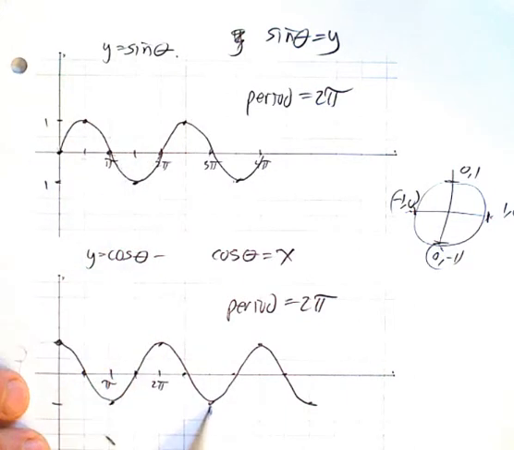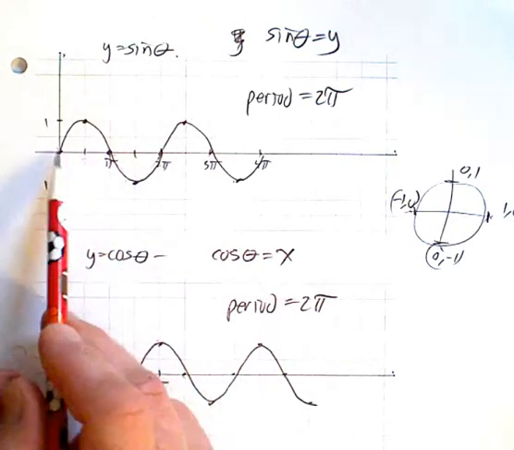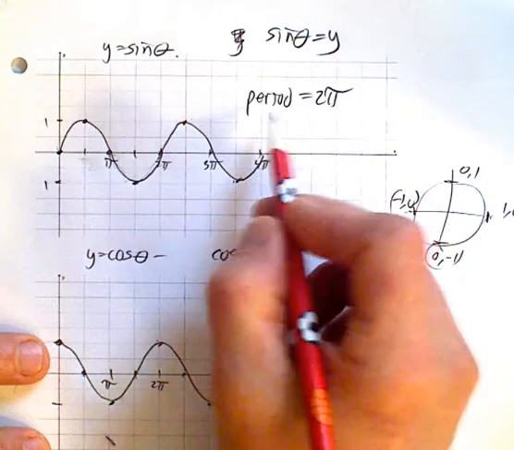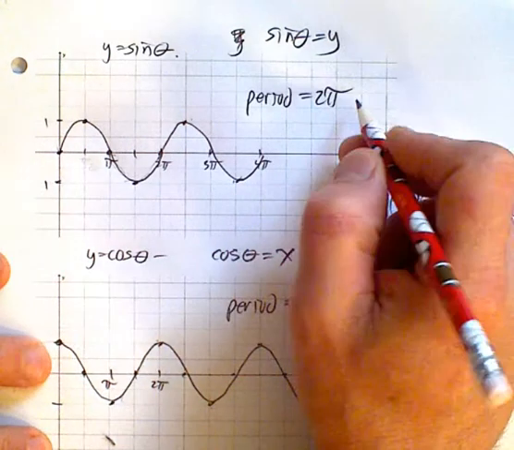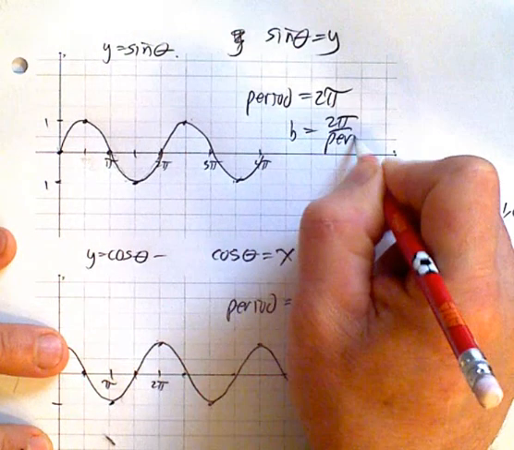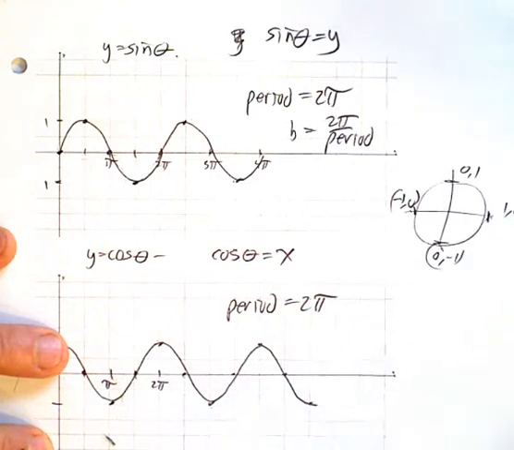When you're looking at graphs, sometimes you're going to look at the peak, sometimes you're going to look at the trough, sometimes you're going to look at the middle to find the period, because not only is the period equal to 2 pi, your b value is equal to 2 pi over your period, and your period is equal to 2 pi over b. So there's ways to find the b value for your equation.